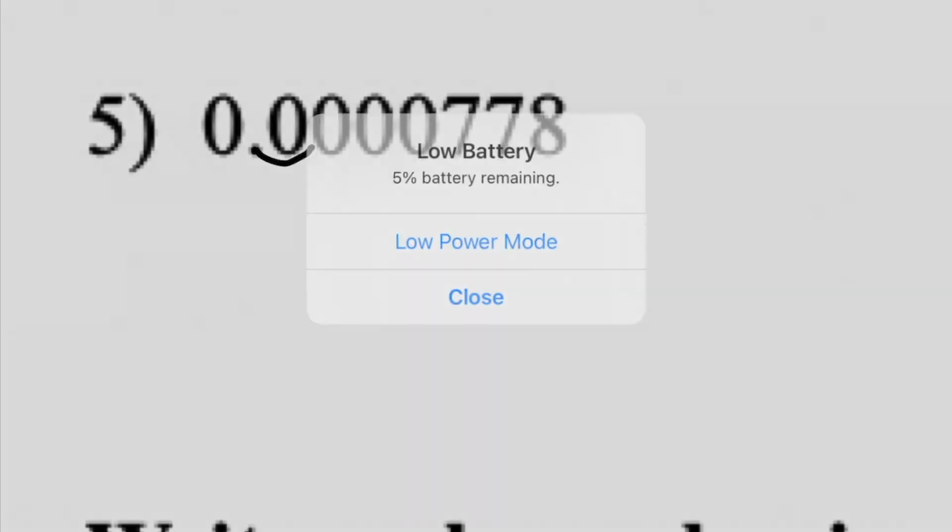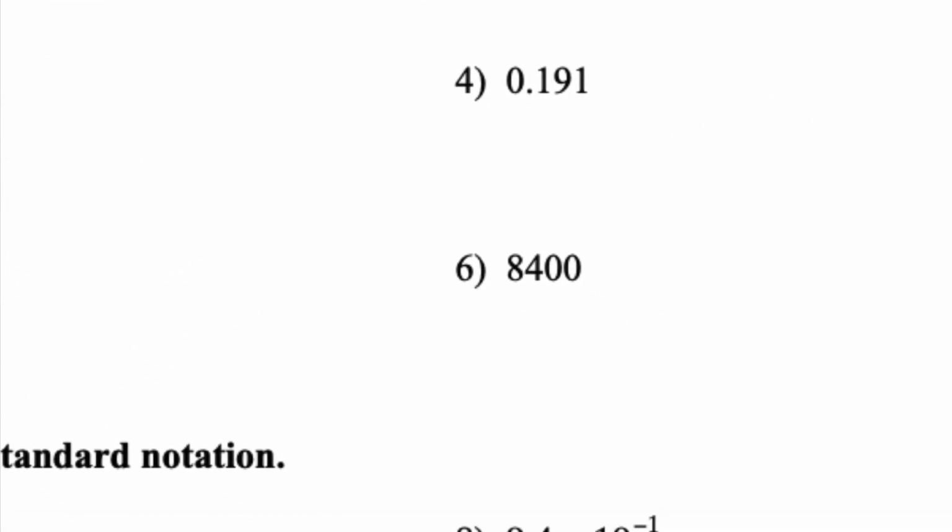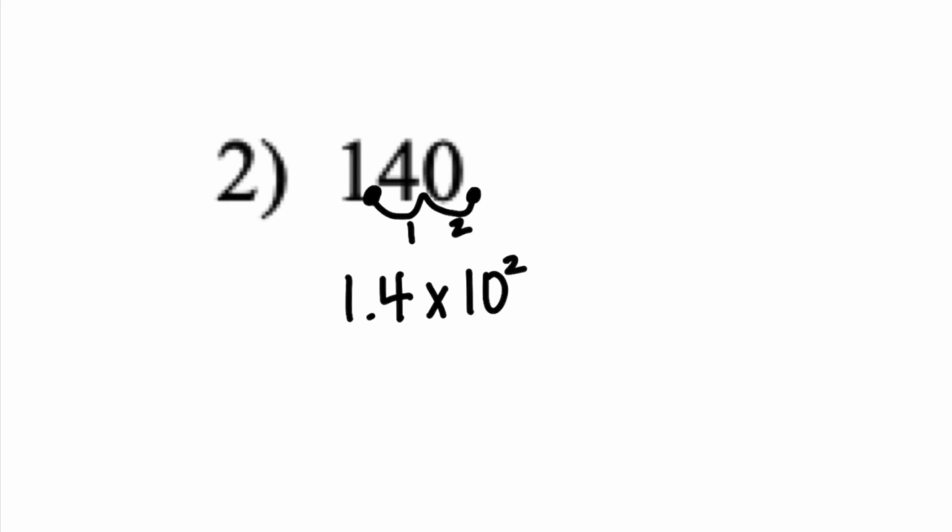All right, this one, 1, 2, 3, 4, 5, 7.78 times 10 to the negative 5th power. $140, we have the decimal would be right here, so we'll move it over 2 places. 1.4 times 10 to the second.